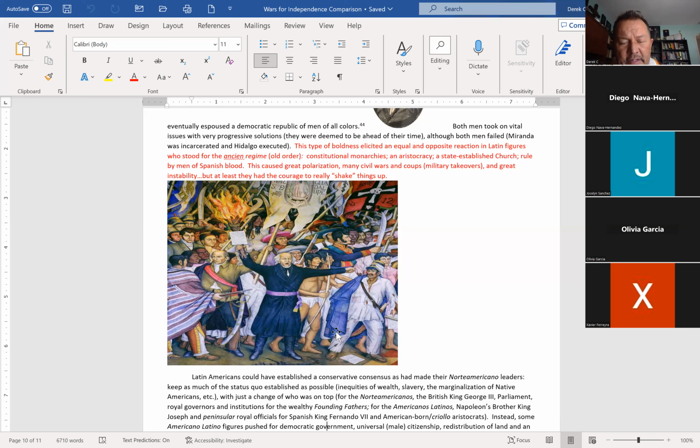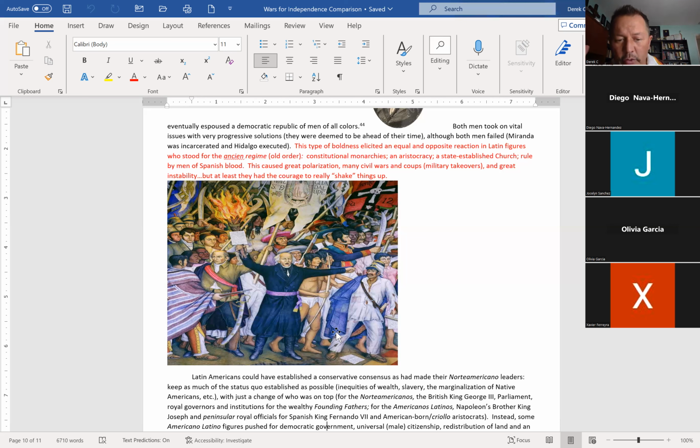Look at this in red. This type of boldness elicited an equal and opposite reaction in Latin figures who stood for the Ancien regime, or old order: constitutional monarchies, an aristocracy, a state-established church, ruled by men of Spanish blood. That's pretty far to the right. And that did exist in Latin America. Agustin de Iturbide in Mexico. So you see what I mean?